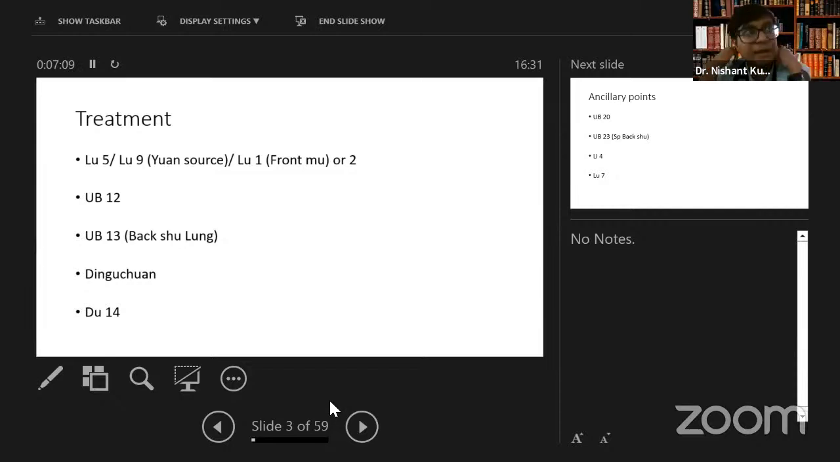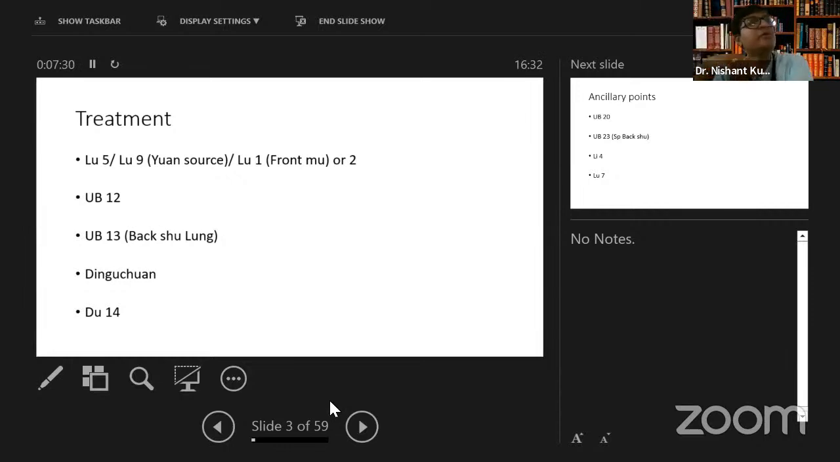Dingchuan on the back, right? Or Dumo 14. Dumo 14 is T7. Okay, so that's a dangerous point. You have to be careful. You have to puncture obliquely and upwards. Okay, so these are the points.